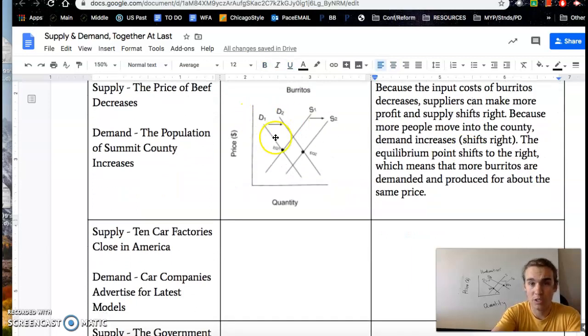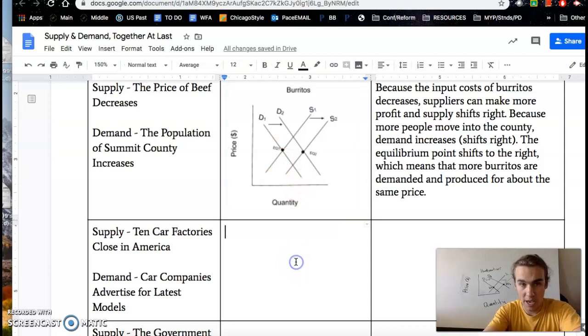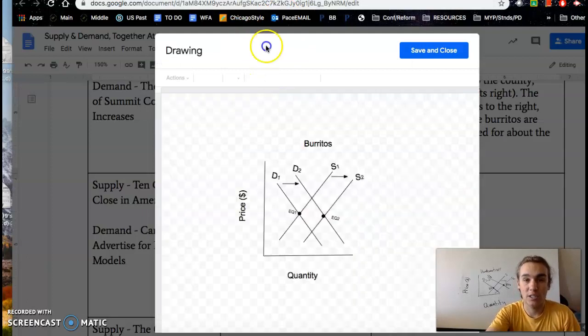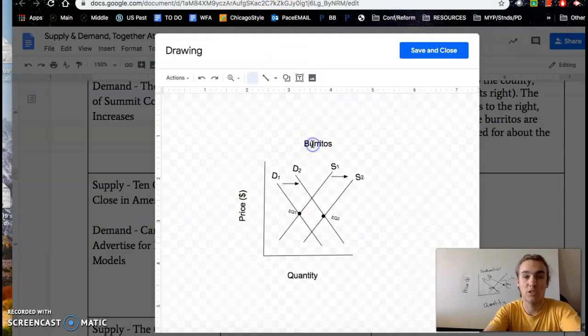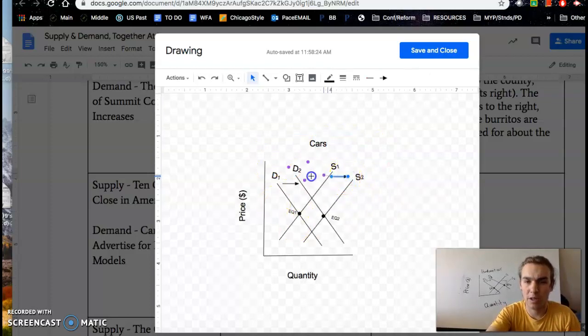What you all need to do is you need to select this, copy it, that's Control-C, and then Control-V, paste it here. And you're going to need to change this for the new situation, which is cars. And then you can shift all of these lines. You can move the arrow and make it go the opposite. You can move this over here. You can change your equilibrium points.